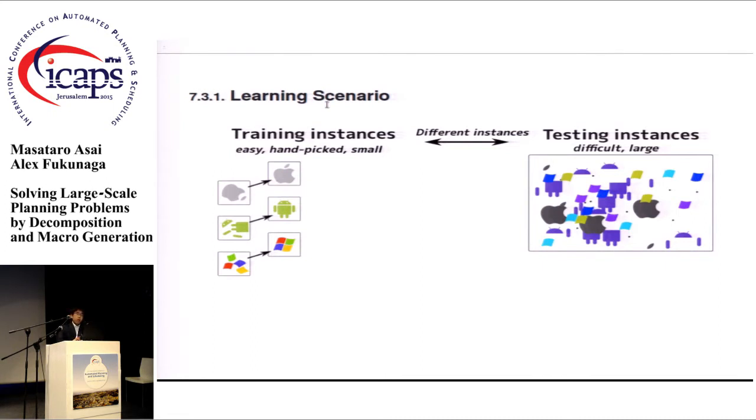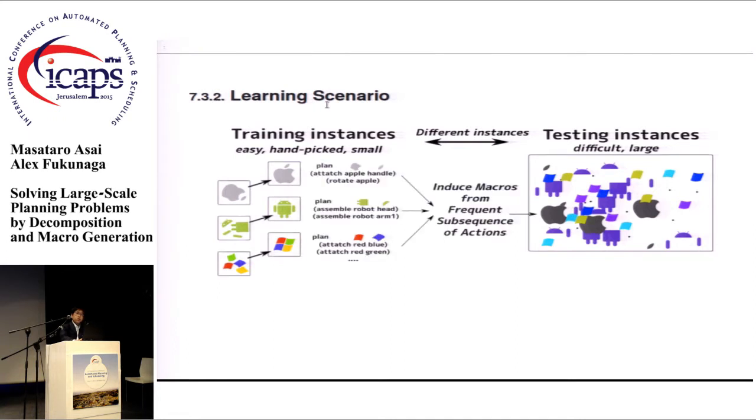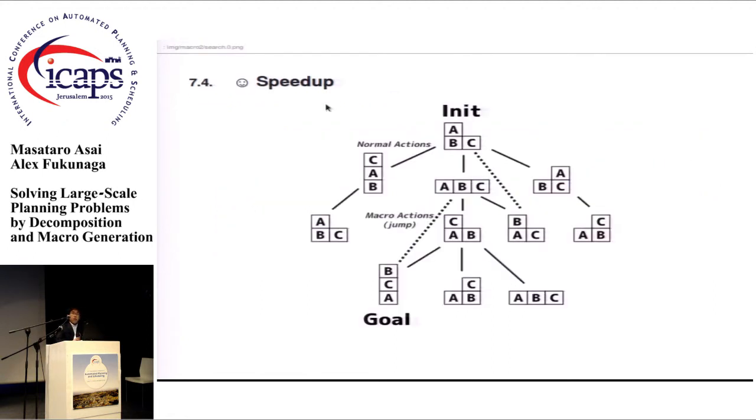In this learning scenario, there are training instances which are easy, hand-picked and small, and testing instances which are difficult and large. These are different instances. To find macros, the learner solves the training instances and induces macros from them. Then the learner uses these macros in order to solve the testing instances. The advantage of adding macros is a speed up.